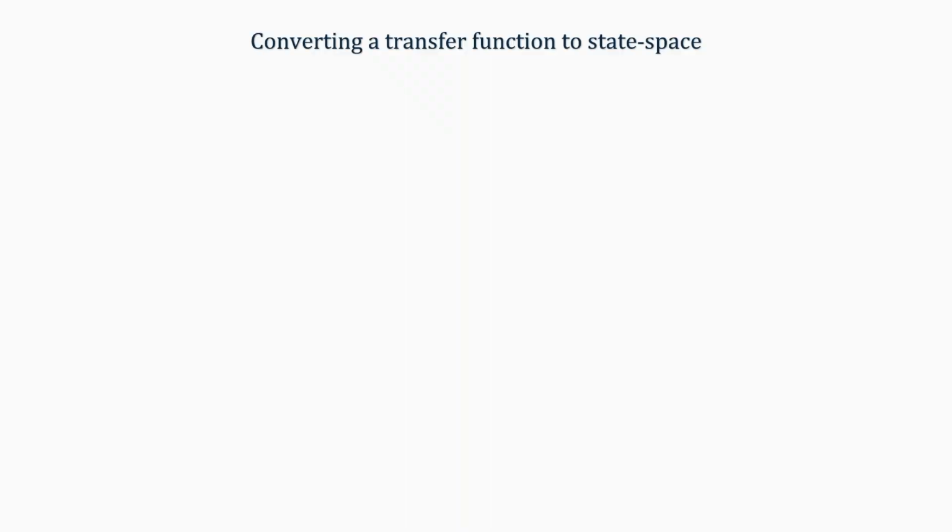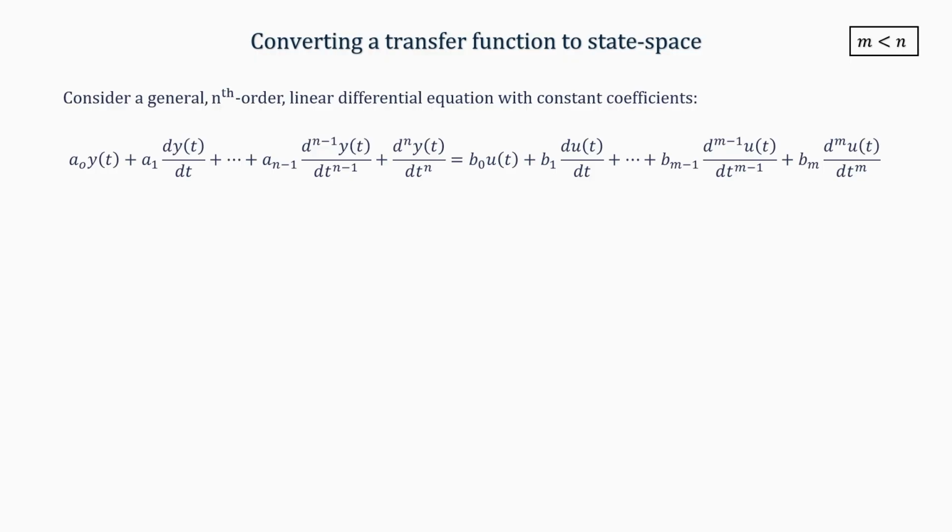So, the first question that we are asking is, if we are given the transfer function of a system, can I write down the state space of that system? Suppose you have a general nth order linear differential equation with constant coefficients given as here. Here we are considering that m is less than n, and you know the reason for that, because we are always considering causal systems in this course. Of course, m can also be equal to n, but here we are taking m to be less than n, and I will generalize it to the case when m equals n soon.